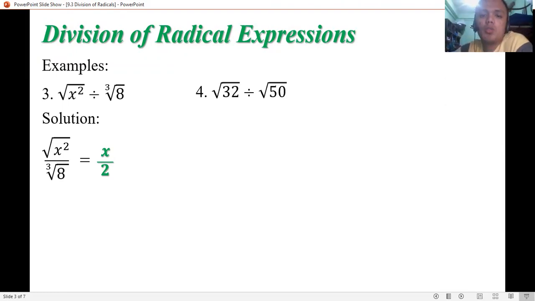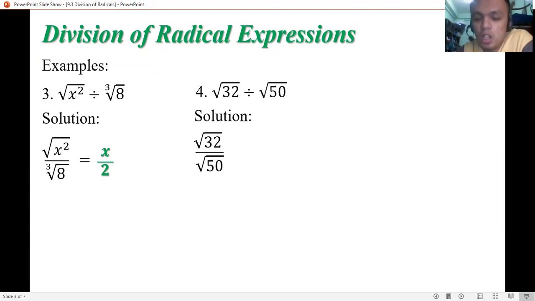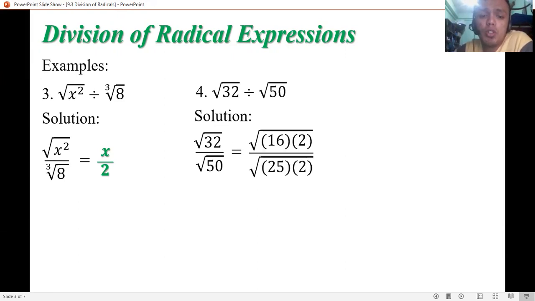This one: square root of 32 divided by square root of 50. They are not both perfect squares. What should we do here? Simplify first. Simplify square root of 32. We have here 16 times 2, where one of the factors is a perfect square. The same with square root of 50. We have 25 times 2. Square root of 16 is 4 times square root of 2, all over square root of 25 is 5 times square root of 2.